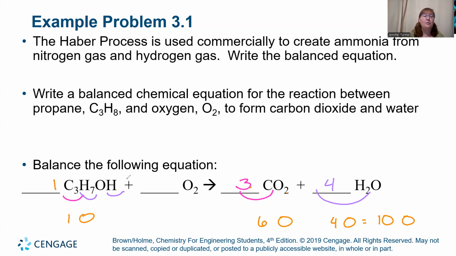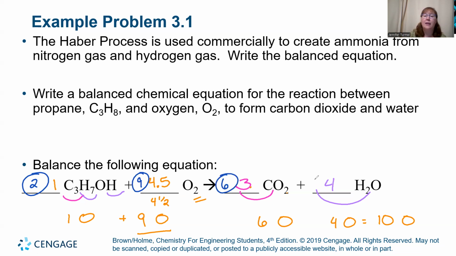Now, I have 1 oxygen from my propanol here, my C3H7OH, so I need 9 more oxygens. I'm going to get 9 oxygens from O2 by putting in a 4.5. And again, you need this in small whole numbers, so this becomes 2 and 9 and 6 and 8, and I can cross those out. That's just a second way of looking at one that's quite difficult.